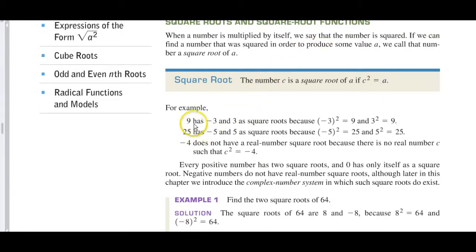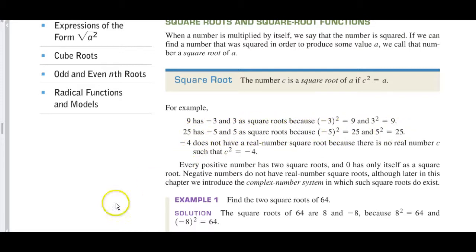So we say 9 has a negative 3 and a positive 3 as square roots, because if we square a negative 3, we get a 9. And if we square a regular 3, a positive 3, we get a 9. And that's true of 25 as well.